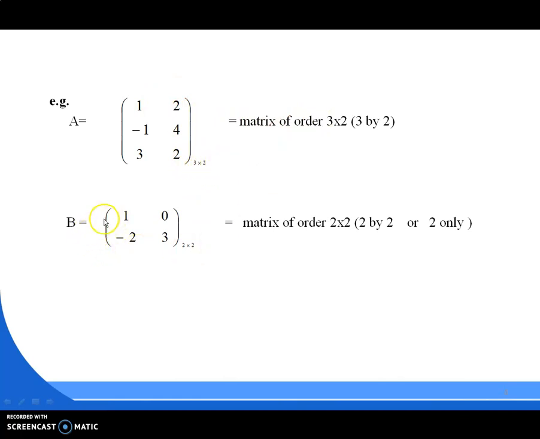B is a matrix. How many rows are there? 1, 2. How many columns? 1, 2. So how many total elements are there? 2 into 2 equals 4 elements. But we say that it is a matrix of order 2 by 2.